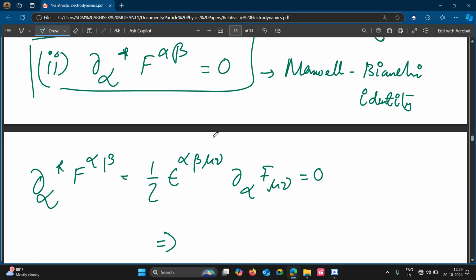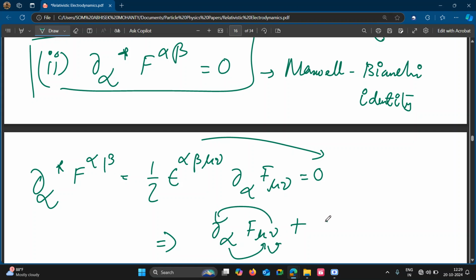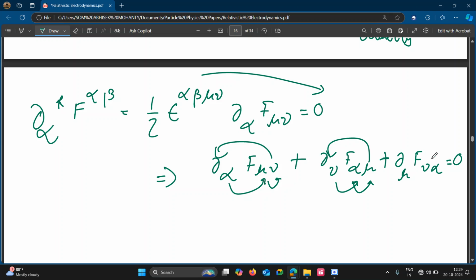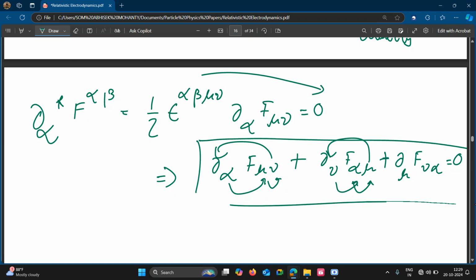So I can write it like del alpha F mu nu plus just the exchange of it. So del nu F alpha mu plus, again, del mu F nu alpha is equal to 0. So this is a cyclic identity.